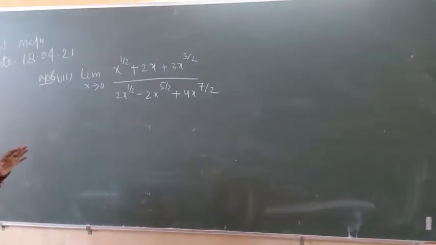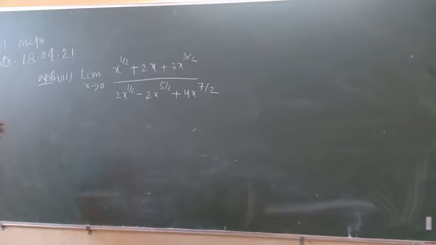Only one thing you remember: in the case of limit x tends to 0, the lowest power of both the numerator side and denominator side is divided out of both numerator and denominator. But when limit x tends to infinity, the highest power is divided out of both numerator and denominator. Those two things must be remembered.